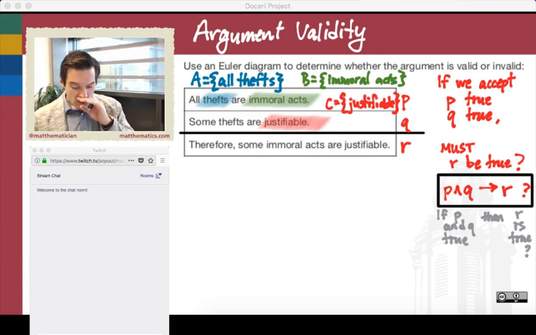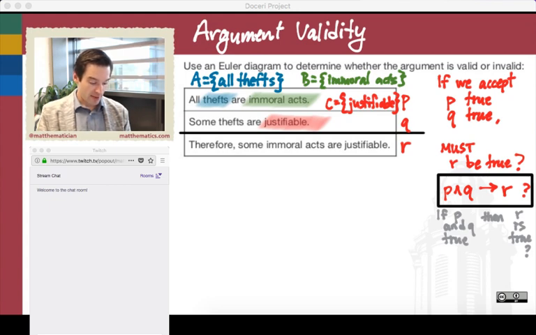Okay, so what this question is really asking me to do is to come up with a way of relating these sets one to another, to see if there's a possibility that the first two of these premises can hold while the conclusion does not.